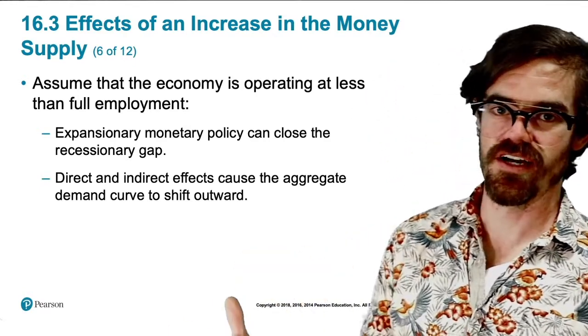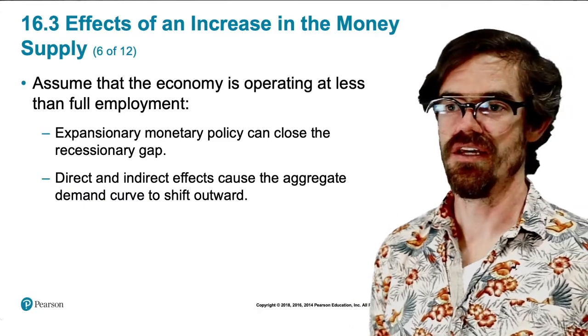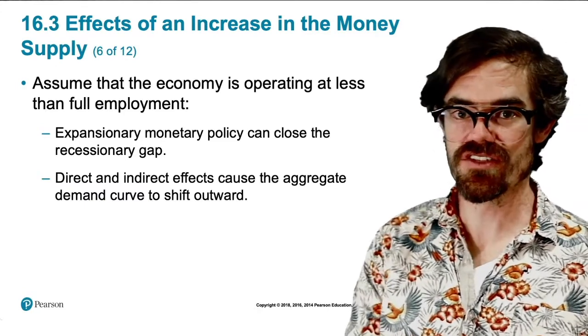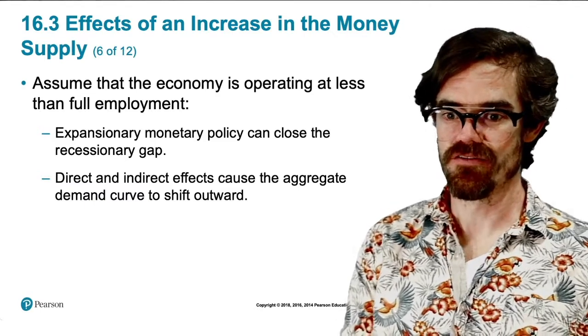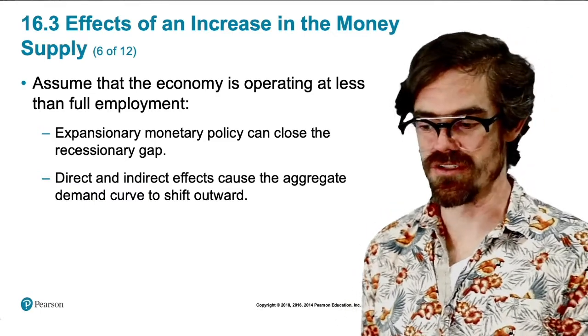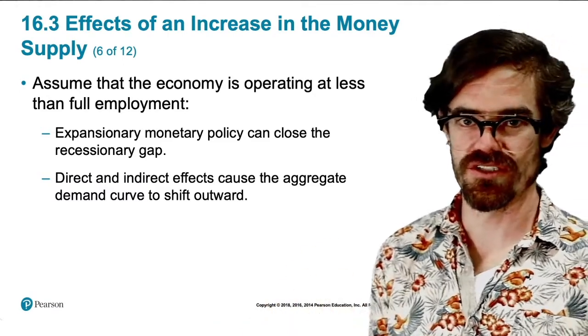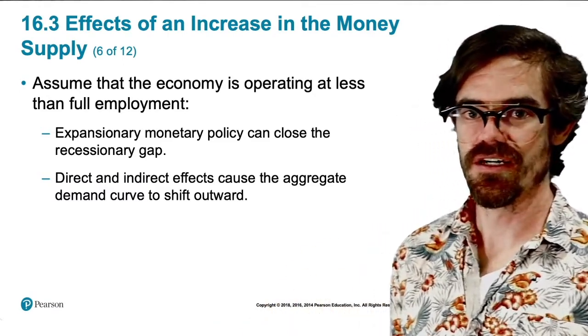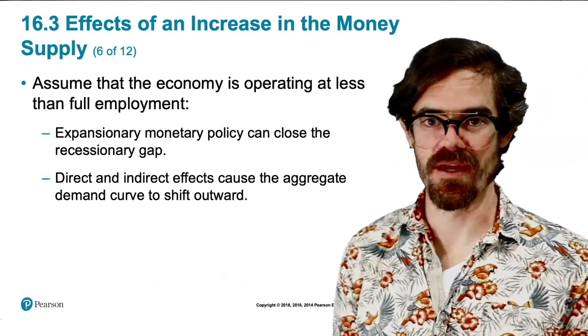So the direct effect is that people have more cash, so they want to buy more goods and services. And then some people save some of that money, put it in the bank. The banks have excess reserves with which they can loan out, right? Which increases investment by businesses. It also increases consumption of durable consumer goods. And this pushes the aggregate demand curve to the right.